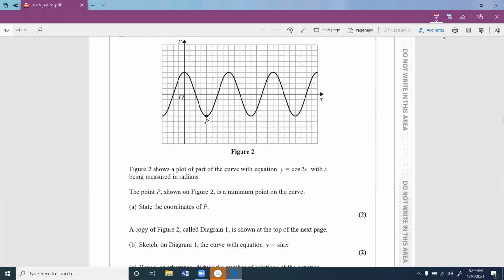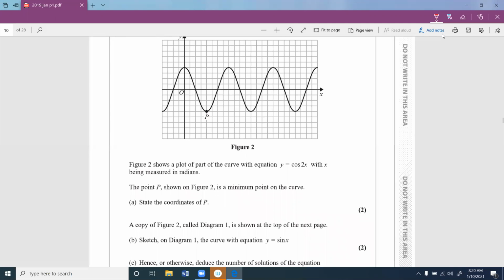they mention the figure 2 shows a plot of a curve with equation y equals cos 2x, with x being measured in radians. The point P shown in figure 2 is a minimum point on the curve. Find the coordinate of P. The figure 2 is called diagram 1 and is shown at the top of the next page.